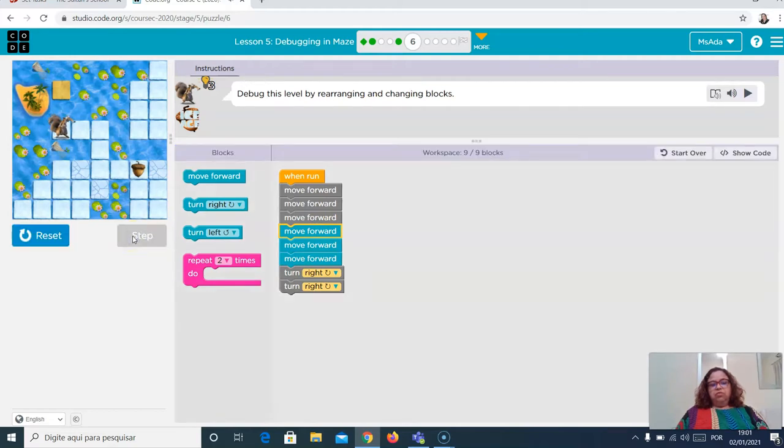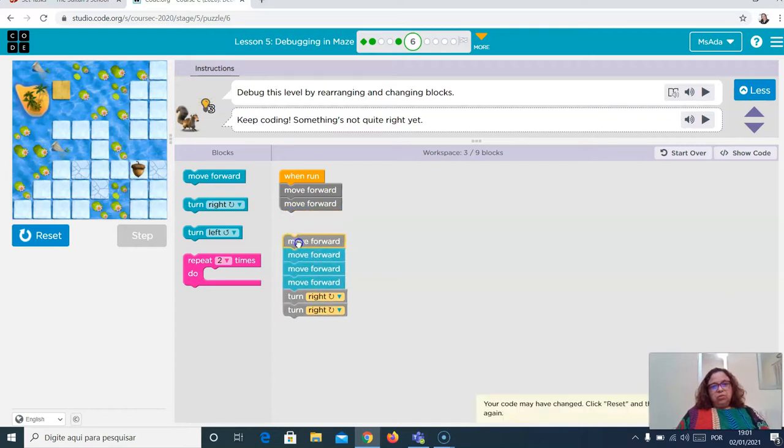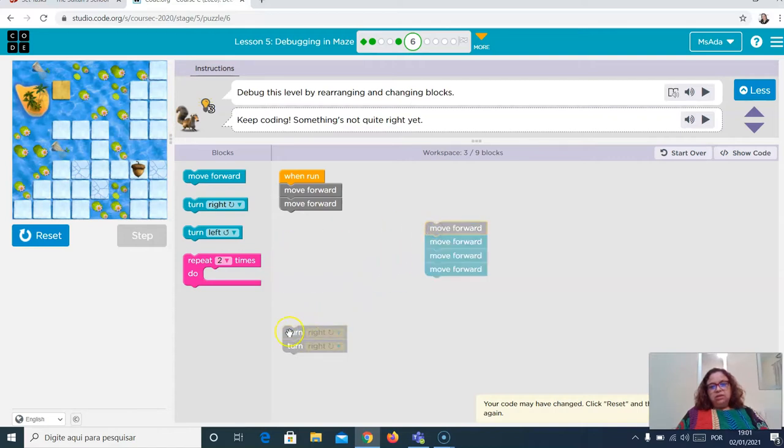So I go forward 1, I go forward 2. Uh-oh, if I go forward one more time, what's going to happen? It falls in the water. So I cannot put this in the bin. So I'm going just to put this on the side and see what happens, because I must turn here. Let's see.